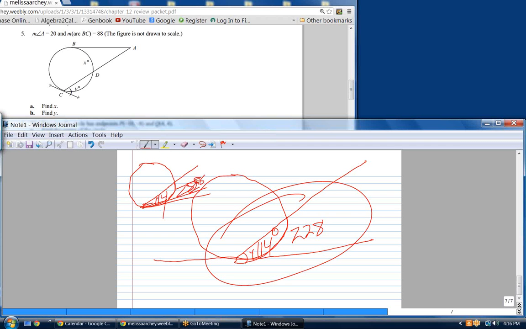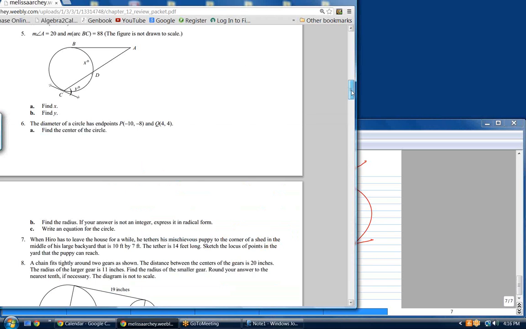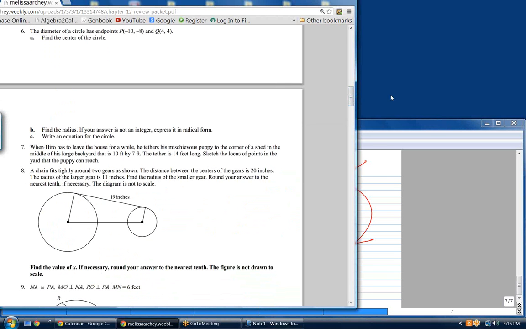All right. Despite what it looks like there. I mean, we know that looks less than 90, but CD certainly doesn't look to be 228 either. No, not at all. All right.